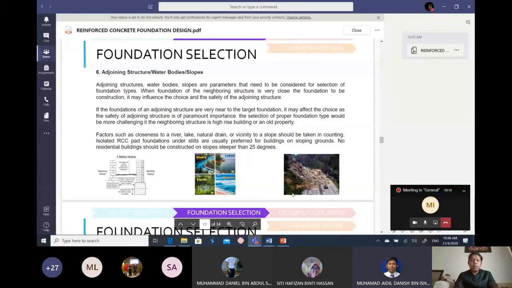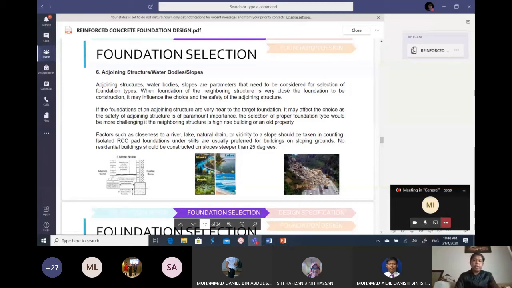I'll continue. Next is adjoining structure, water body, or slope. Adjoining structure means that there is a structure beside our site. Water bodies are like a lake, river, sea, and so on. And slope is normally at the hilly side. These are parameters that need to be considered for selection of the foundation type.